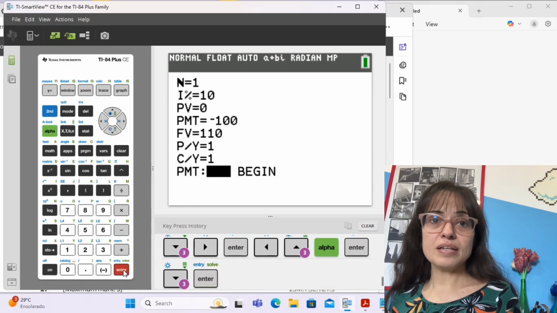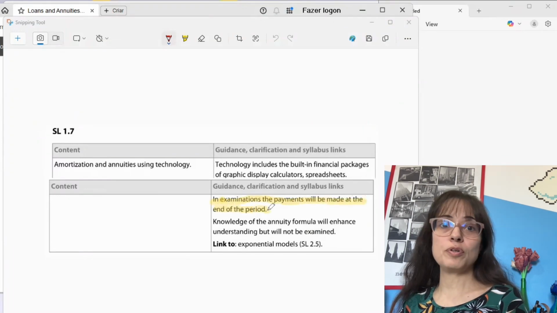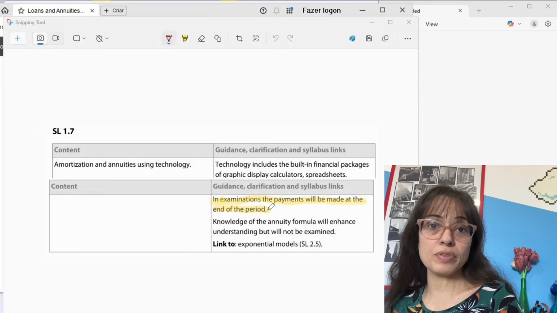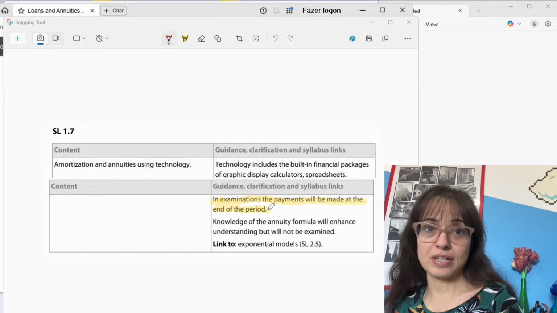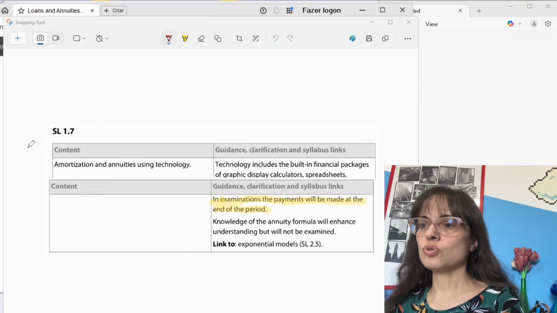But the thing is that in the syllabus of the course, they explicitly say that it will always be end. Here, in examinations, the payments will be made at the end of the period. So you don't really have to worry about that. Just make sure that your calculator is set to the end. And in case you were curious, that is something that is nice to know.